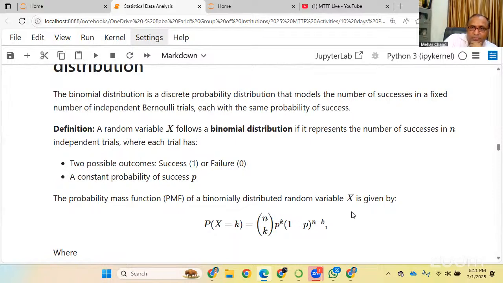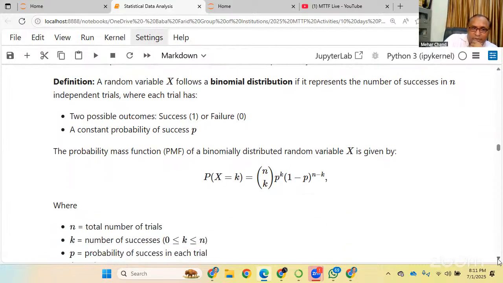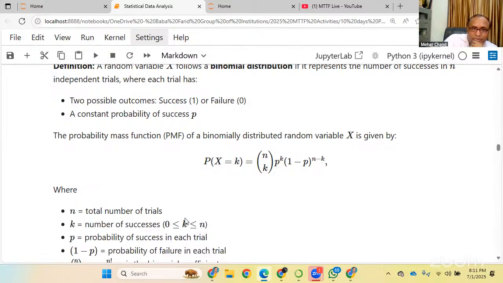This is the probability mass function. A binomially distributed random variable X is given by the function P(X = k) equals n choose k, this is the combination, times p raised to the power k, times (1 minus p) raised to the power n minus k. Here we have p, n and k. What is n? n is the total number of trials. k is the number of successes, which will be less than or equal to n.